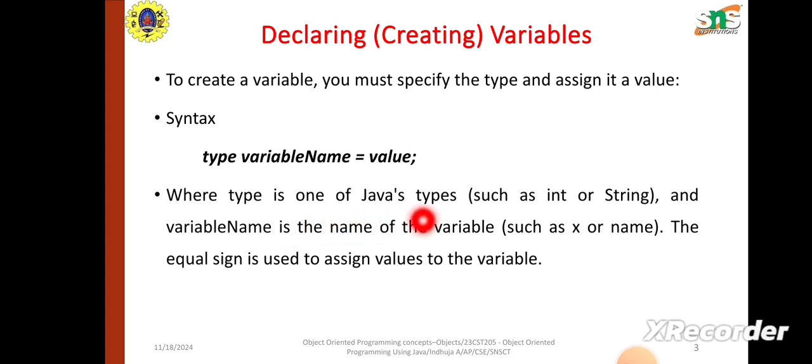Here type is one of Java's types such as int or String, and variable name is the name of the variable such as x or name. The equal sign is used to assign values to the variable. This is how we create a variable.